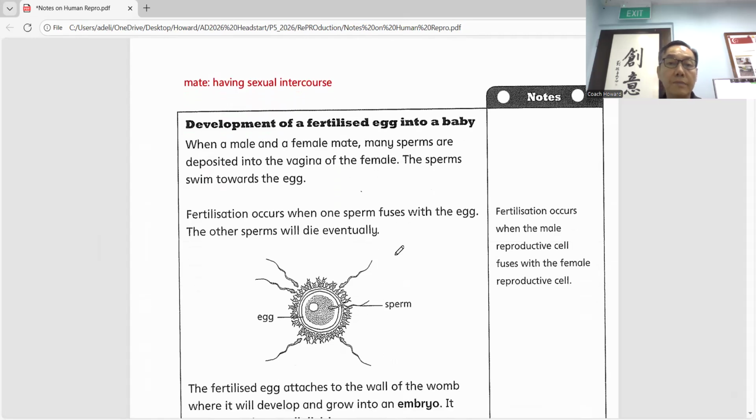So how does this develop? Okay, the development of a fertilized egg into a baby is a step by step. So this part is, they mentioned when a male and female mate means they having this sexual relationship, many sperms are deposited into the vagina of the female.